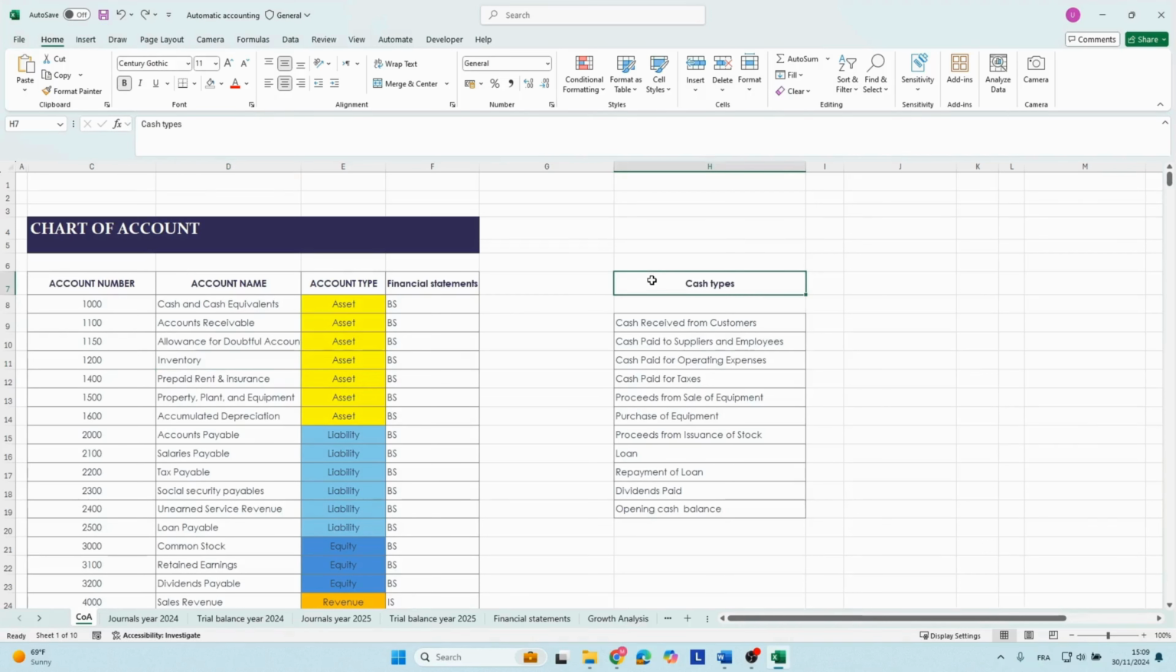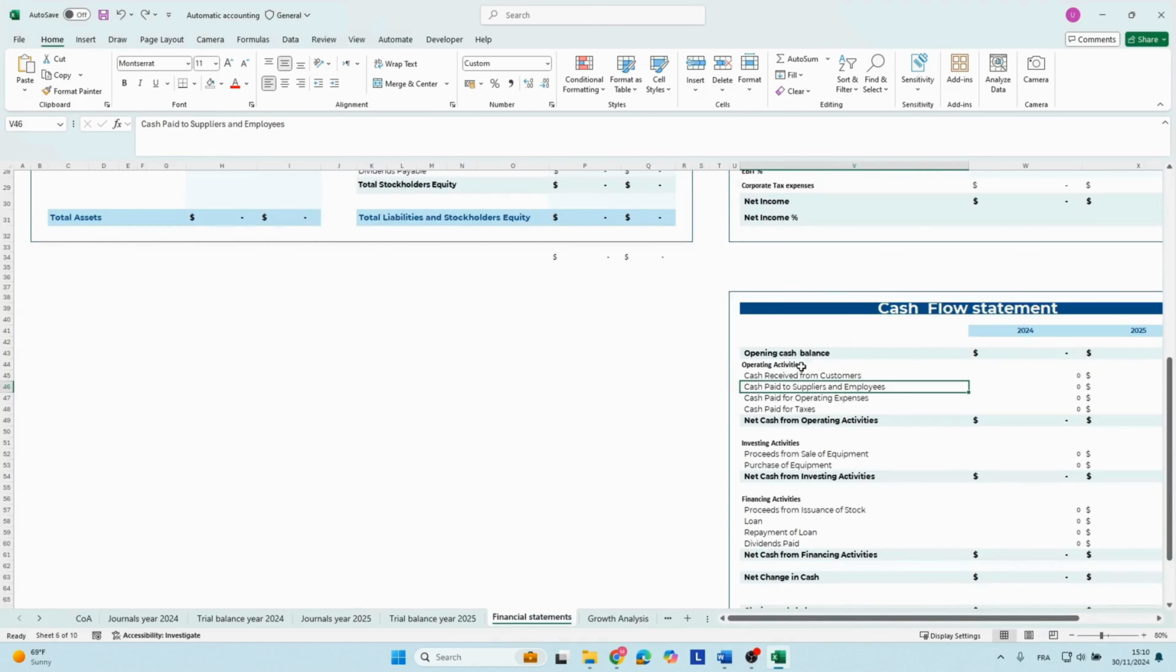In this sheet also, I have cash types. I created this table, which will be used in the journal. These are all the different transactions related to cash. I will show you later how to use it. As you can figure out, this includes the different items that you can find in the cash flow statement: cash received from customers, cash paid to suppliers, and different items.